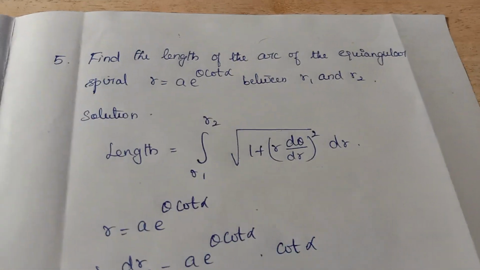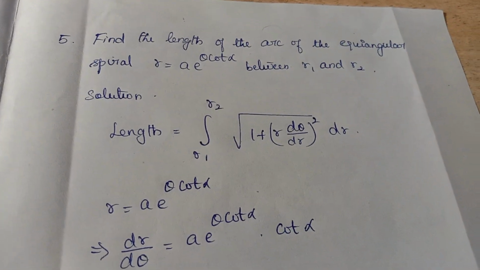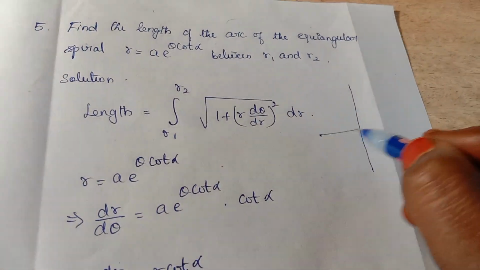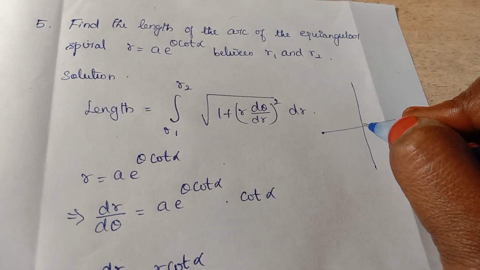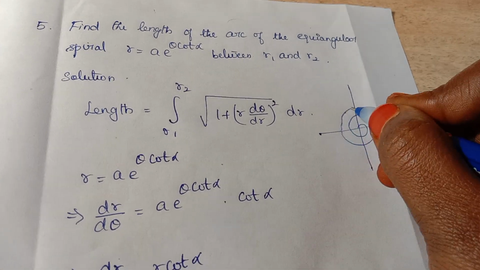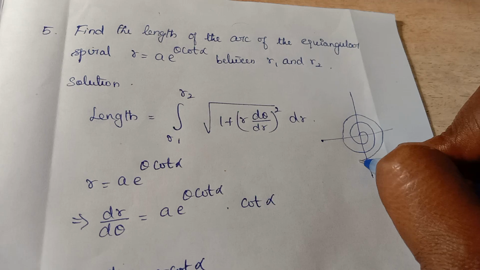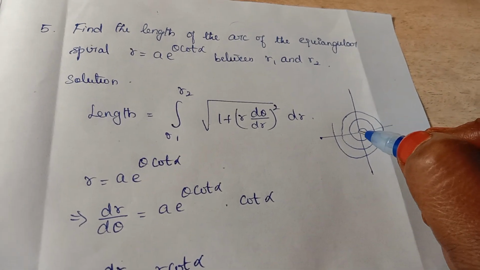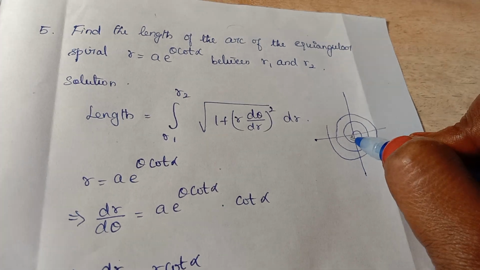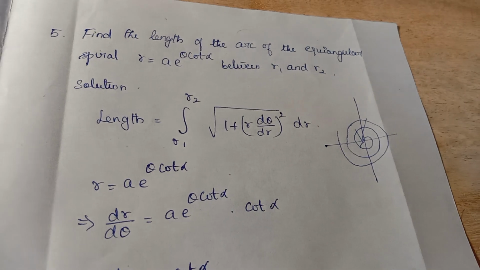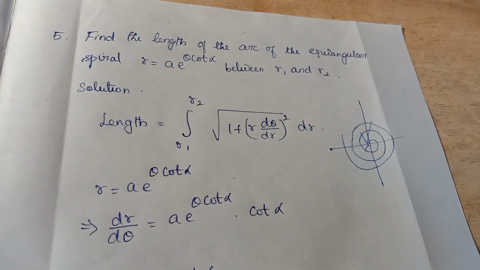Okay, then the next one: find the length of the arc of an equiangular spiral. Equiangular spiral means you will be having a spiral like this, isn't it? All the angles will be equal, but the radius will be different. For the first one, the radius will be something r1. For the second spiral, it will be r2. For the third spiral, it will be r3. Between r1 and r2 we have to find.